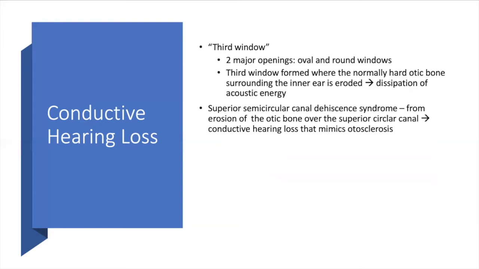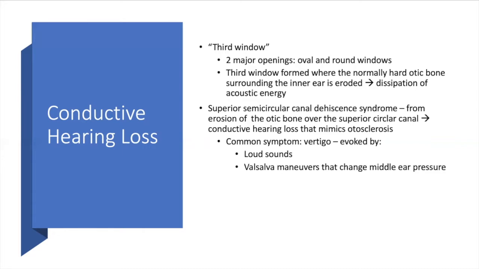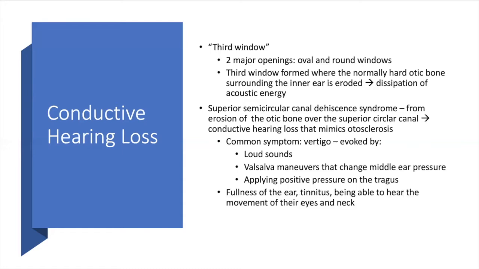The superior semicircular canal dehiscence syndrome, resulting from erosion of the otic bone over the superior semicircular canal, can present with conductive hearing loss that mimics otosclerosis. Common symptom is vertigo evoked by sounds, by Valsalva maneuvers that change middle ear pressure, or by applying positive pressure on the tragus. Patients with this syndrome also complain of fullness of the ear, pulsatile tinnitus, and being able to hear the movement of their eyes and neck.